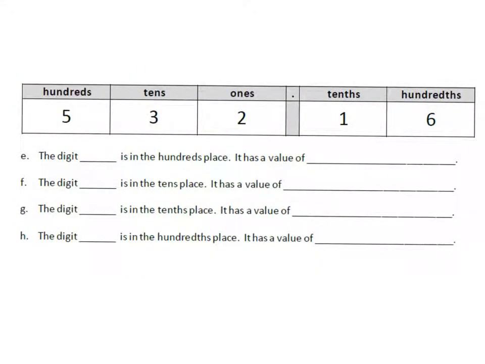Look at the next chart for number 2. It is letters E through H. Go ahead and fill in the blanks for each letter. Pause the video while you work and replay when you are ready to check.